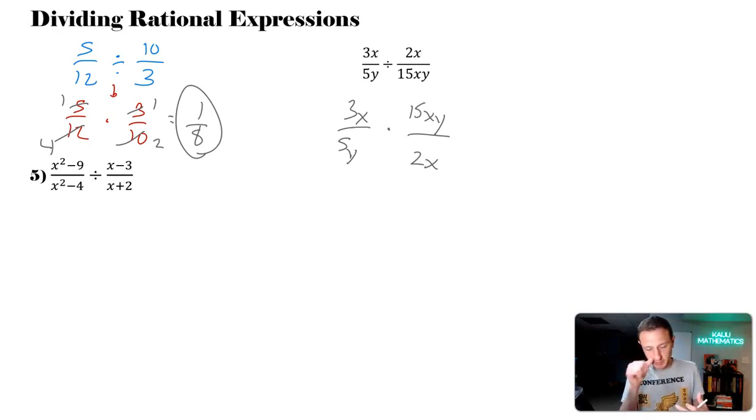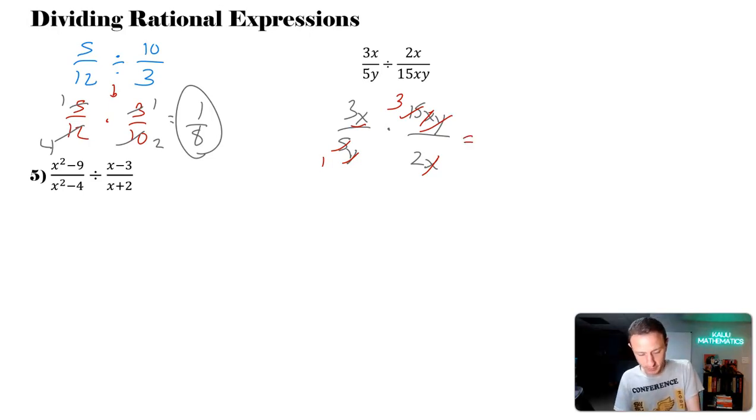And then we can start to make some simplifications if possible. The first thing I'm noticing is I have x over x, those are going to cancel out. I know I have another x, but only one pair can cancel out. And then I have y over y, those are going to cancel out. I have 15 and 5. 5 goes into 5 once, 5 goes into 15 3 times. And then I think that's it.